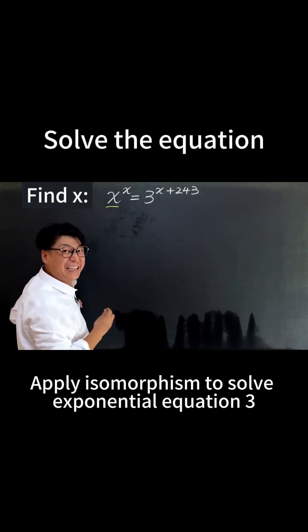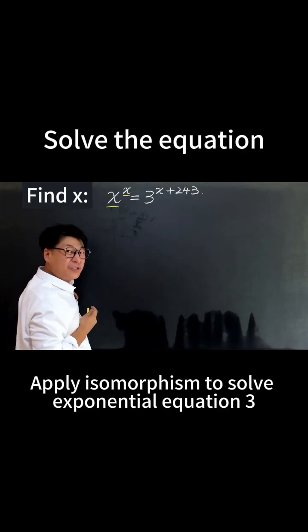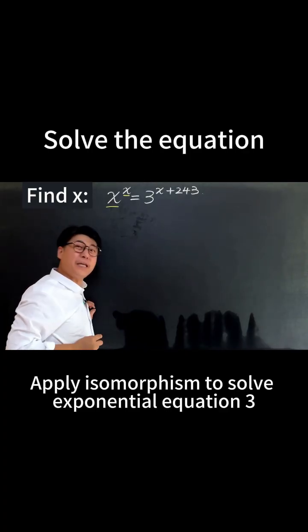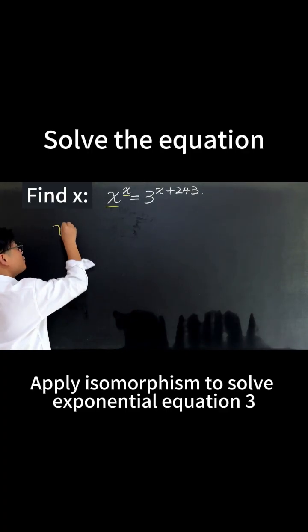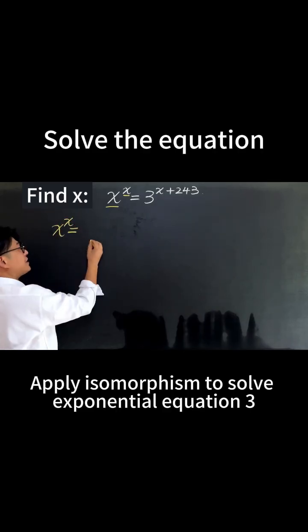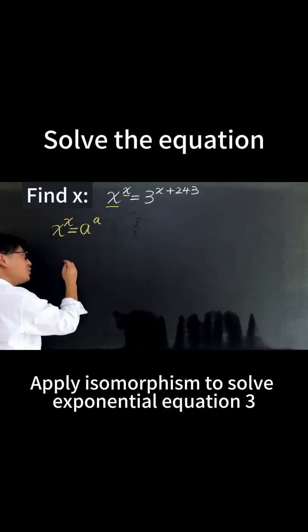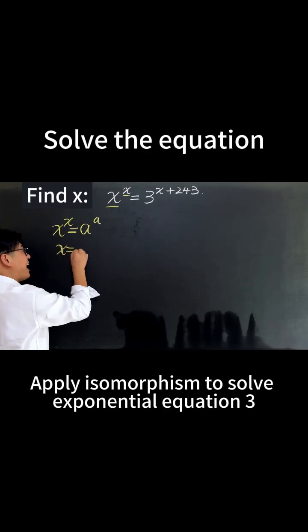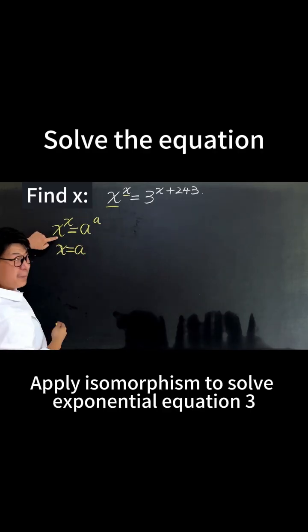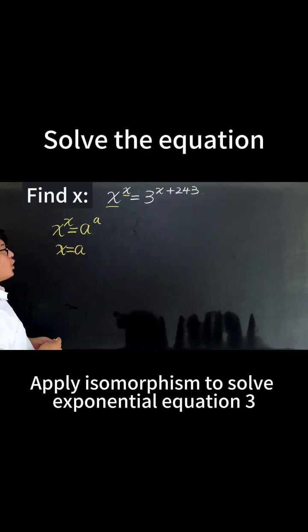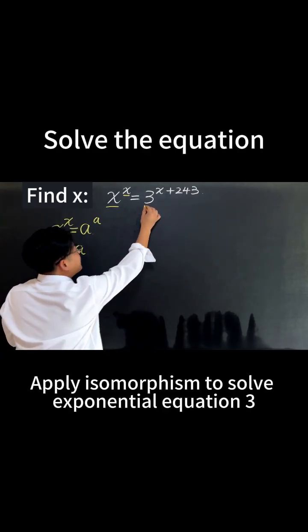Notice that both the base and the exponent involve x. You must think of the isomorphism method. What is the isomorphism method? Suppose x to the power of x equals a to the power of a. Then I can conclude that x equals a, because the exponents are the same, right? We want to achieve this isomorphism, so how do we do that?